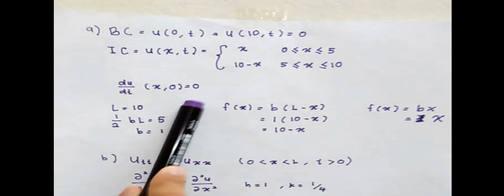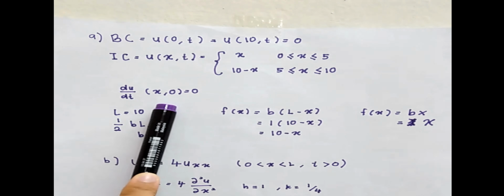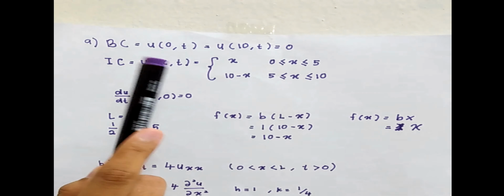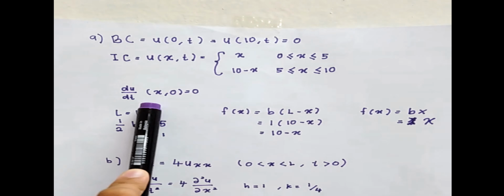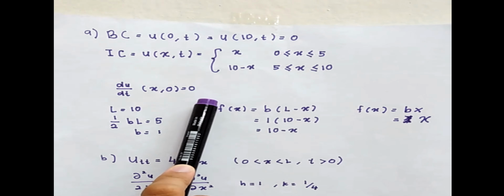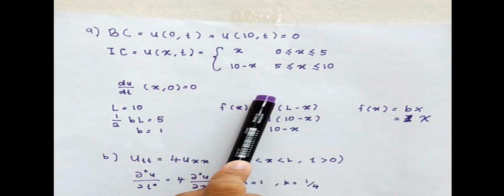Okay, next, this is the velocity equation, which we differentiate from this. This equation equals 0 because it is at rest time.